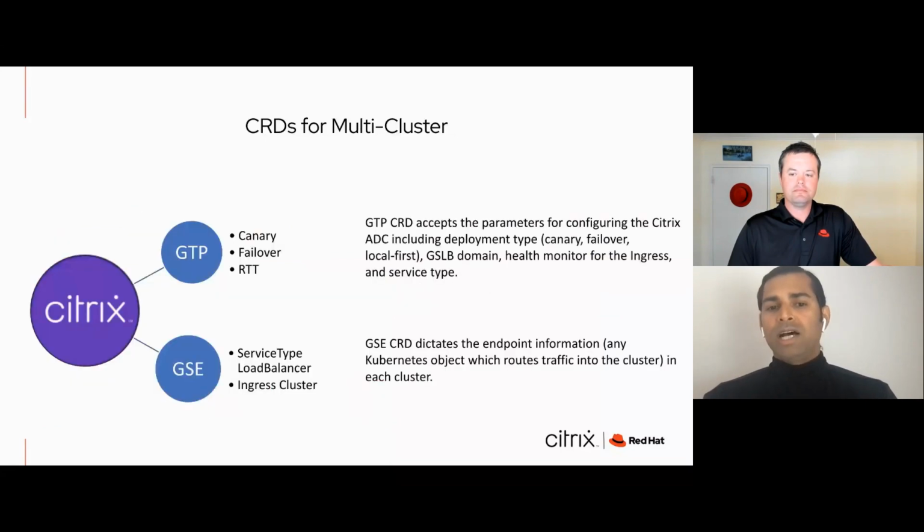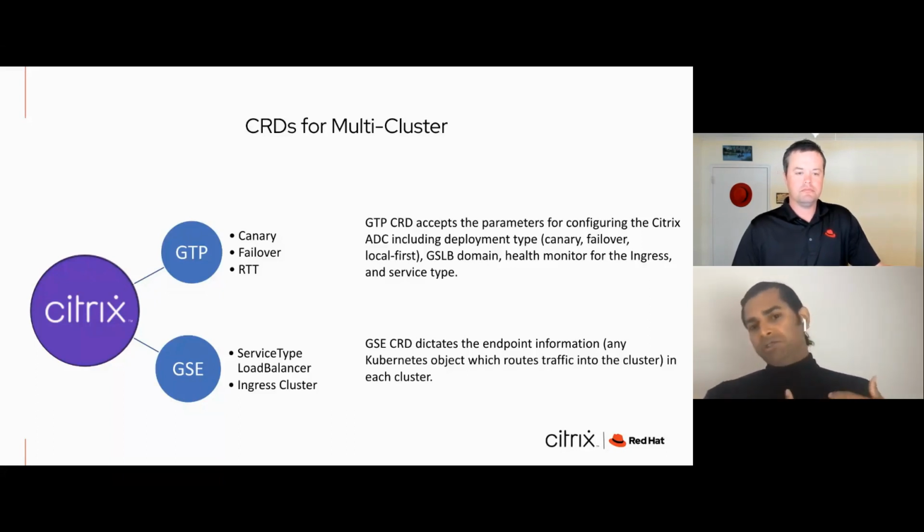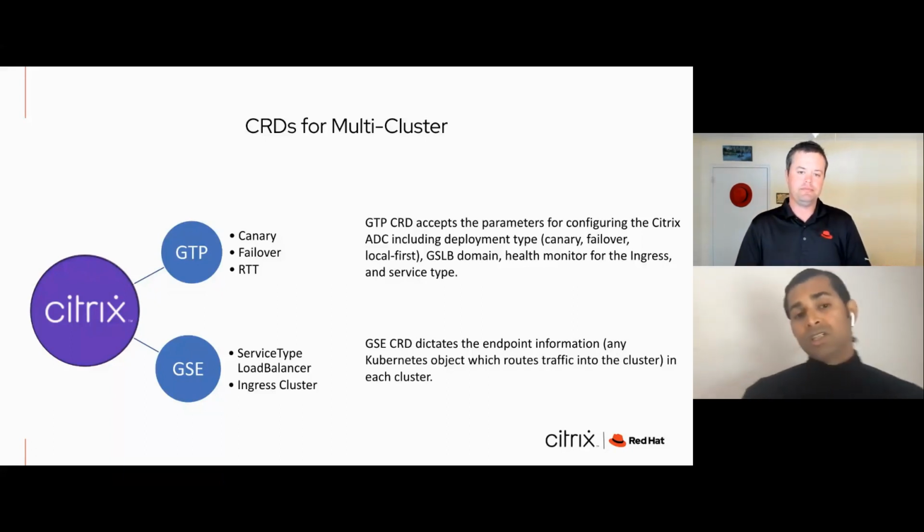And how do we do that? We created two simple CRDs: GTP, which stands for Global Traffic Policy, and GSE, which stands for Global Service Entry. Basically, GSE tells you where your endpoints are, so that you route the traffic to the right cluster. This GSE component is automated for both Ingress and service type LB, so you don't have to actually use it. As long as you have the CRD, we will automatically pick up that information.